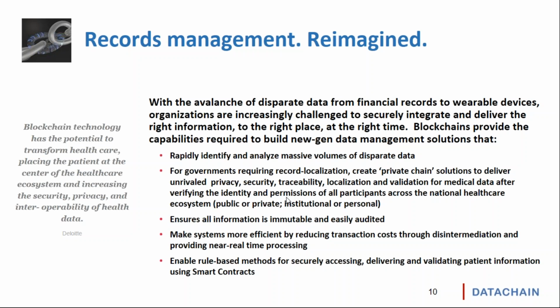So the next slide is for records management. We are reimagining records management and looking at, again, private chain solutions to reduce cost, looking at rule-based methods for validating information, utilizing smart contracts where it makes sense, and this is a massive, massive market. I believe that the processing time around paper healthcare claims is on average over 120 days, and it is a multiple $100 billion a year market.